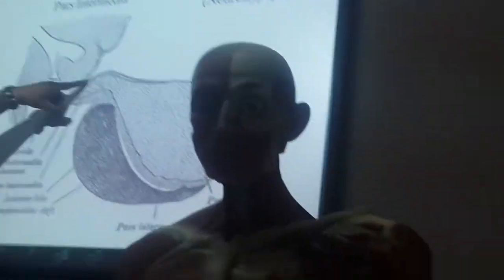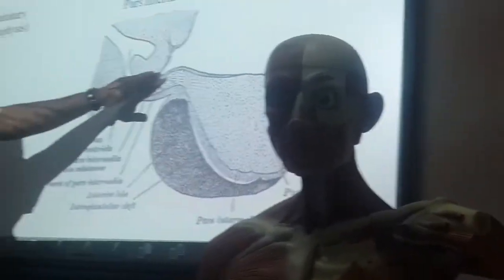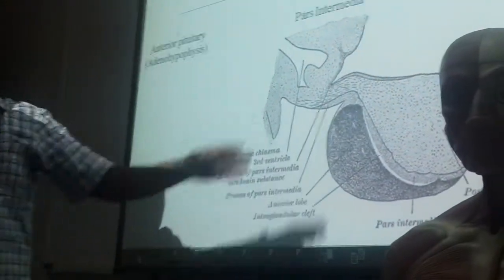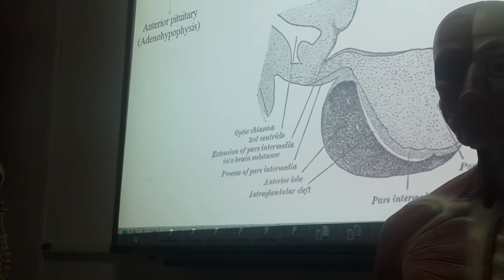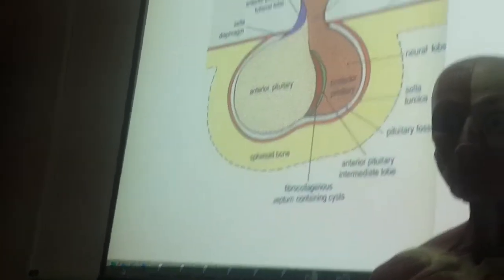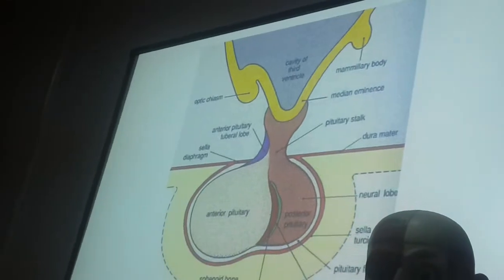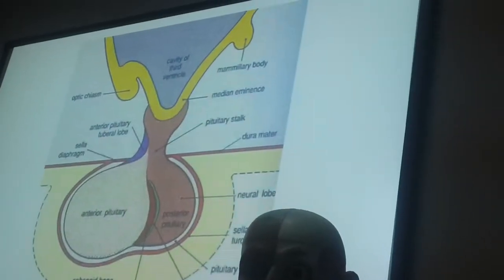Let us study part by part. Connecting these three, you have the infundibulum, also called the pituitary stalk. Above this you have the hypothalamus. Clear? This is again one more picture showing the parts of the pituitary gland.